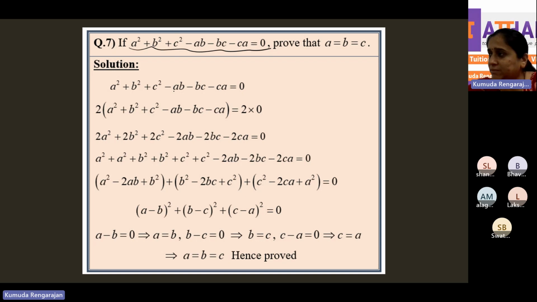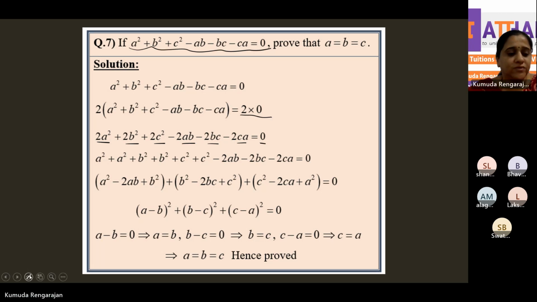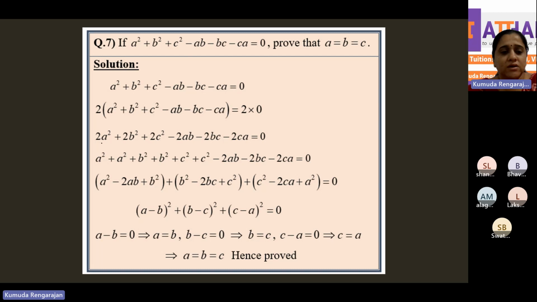So to start with, we multiply both the sides by 2. That gives you 2a square plus 2b square plus 2c square minus 2ab minus 2bc minus 2ca is equal to 2 into 0, which is 0. Now, we already know how to work this. You split this as a square plus a square, this one as b square plus b square, c square plus c square. And then you know these steps, correct? Till here you know.